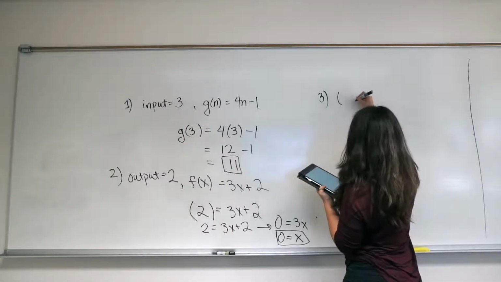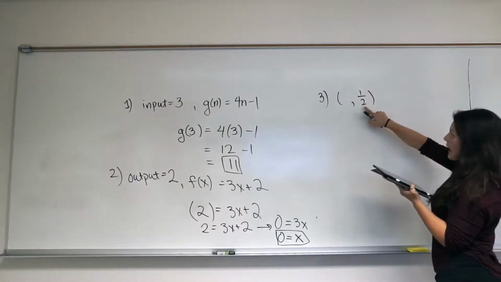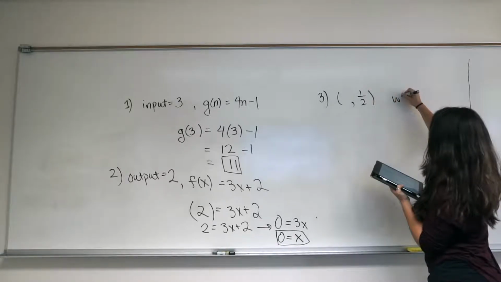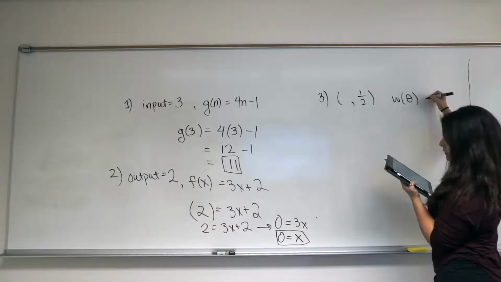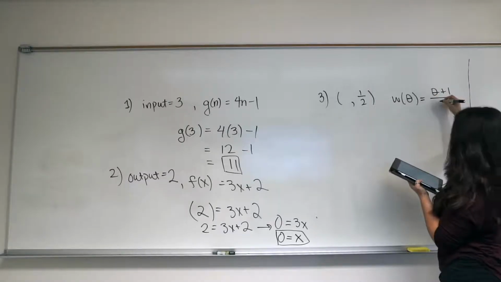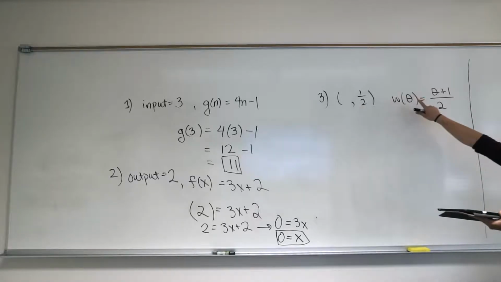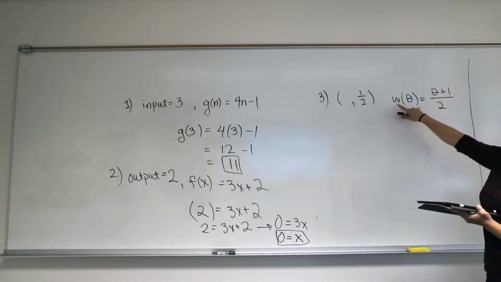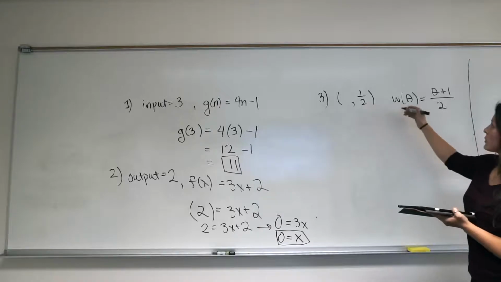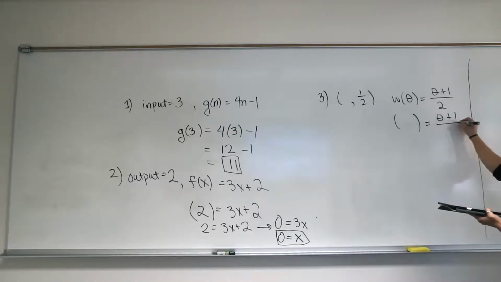So let's say we have an ordered pair where we're given the output 1/2, and we're given a function w or omega of theta equals (theta plus 1) divided by 2. So since we're given the output here, we're going to solve for the input theta that gives us w of theta equal to 1/2. So our output is w of theta, and we're told it's 1/2, so we'll put parentheses around where w of theta is and fill in the rest.